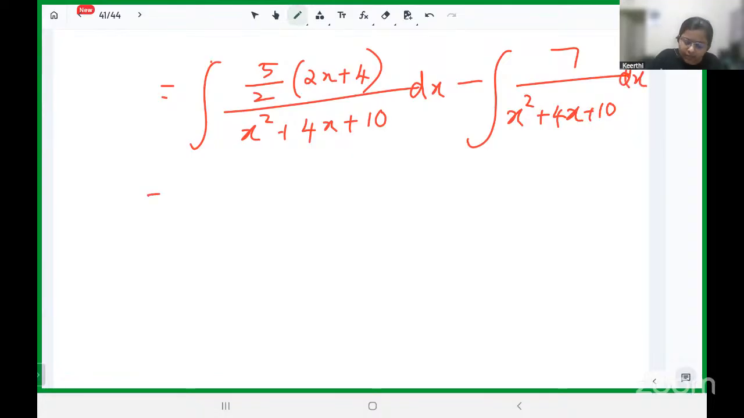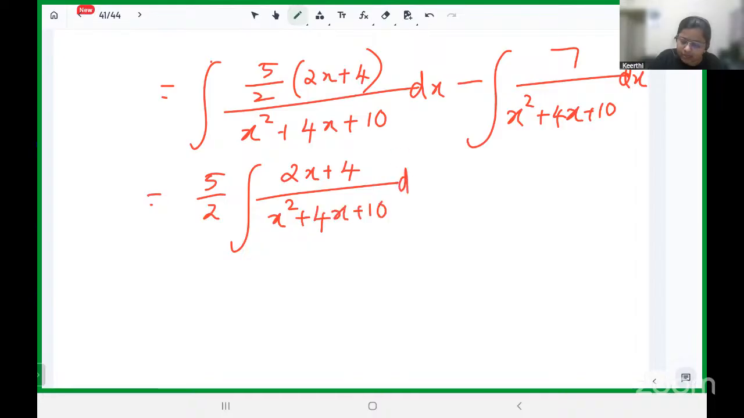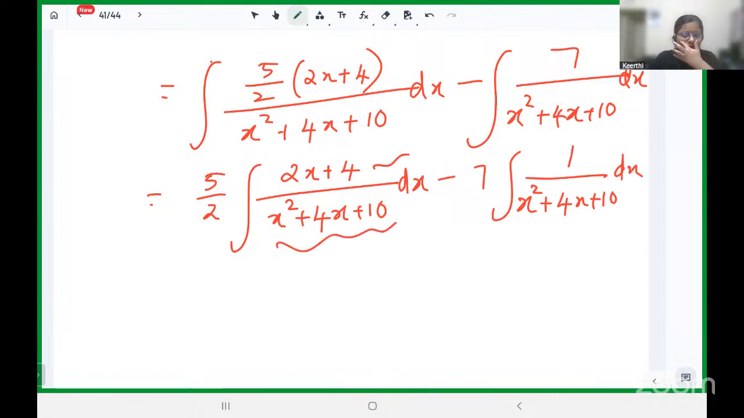Okay, now you take 5 by 2 constant outside. This becomes integral (2x plus 4) divided by (x square plus 4x plus 10) dx minus 7 into integral 1 by (x square plus 4x plus 10) dx. Now, is this familiar to you? Which type is this? It is of the form f dash of x by f of x, isn't it? Type 3. F dash of x by f of x, because the derivative of x square plus 4x plus 10.